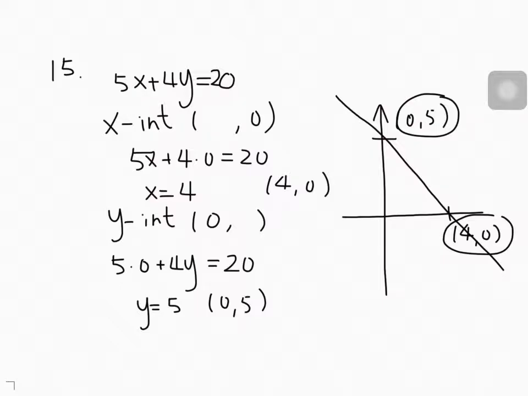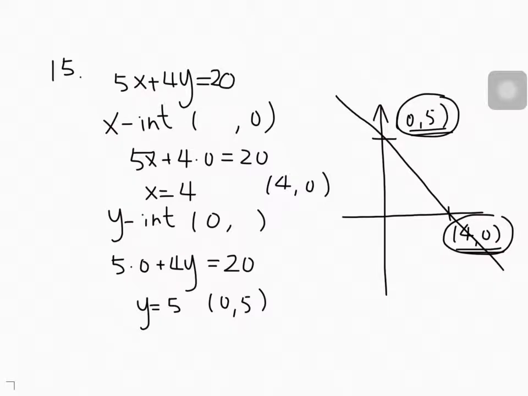On your graph, mark down 4, 0 for the x-intercept and 0, 5 for the y-intercept. With 2 points, you can uniquely define the line. Number 16. 6x minus 2y equals negative 18. The x-intercept is negative 3, 0. The y-intercept is 0, 9.